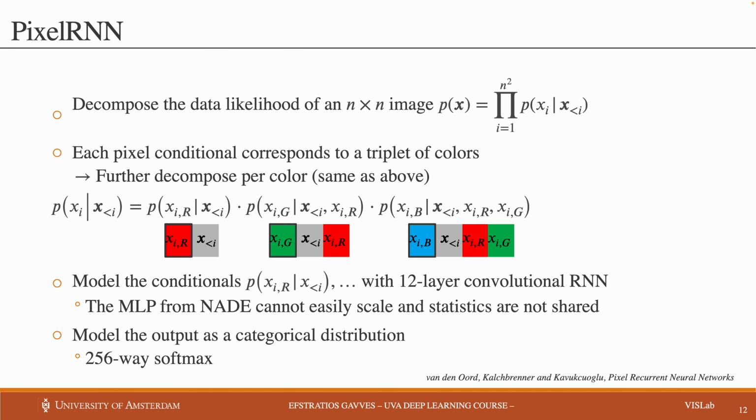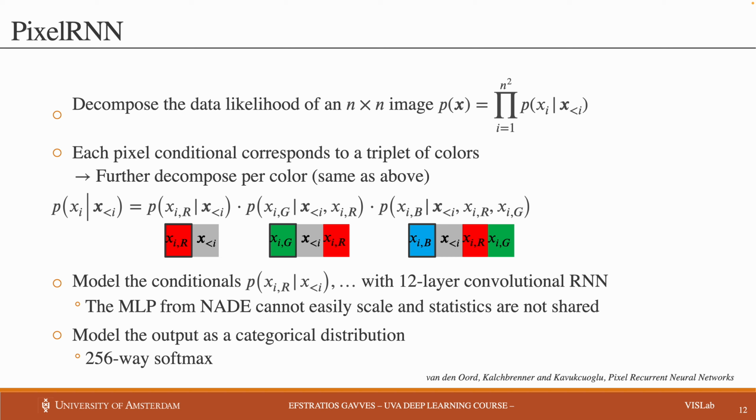So we first decompose the data likelihood of an image by Bayes' rule. Here we've got n squared because we've got n squared pixels. Each pixel conditional corresponds to a triplet of colors, right? Each pixel has RGB values. So we can be autoregressive not only in the number of pixels, but also in the channels that each pixel has. And more specifically, here they take it to the extreme.